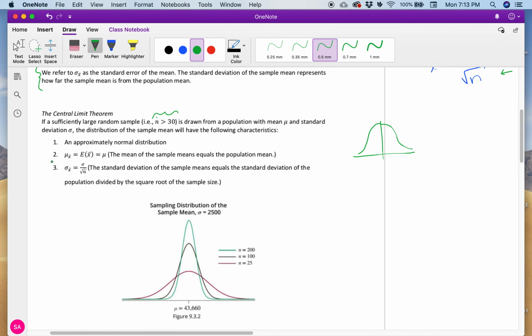Number 2, the sample mean, so this mu of x bar, this is the mean of the sample means.